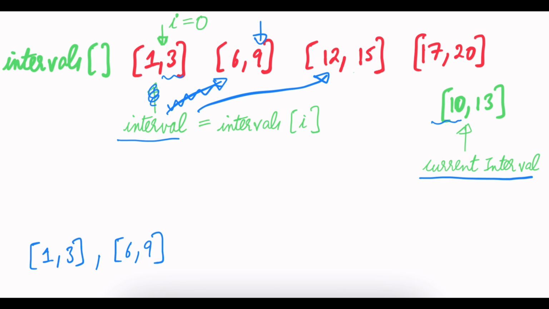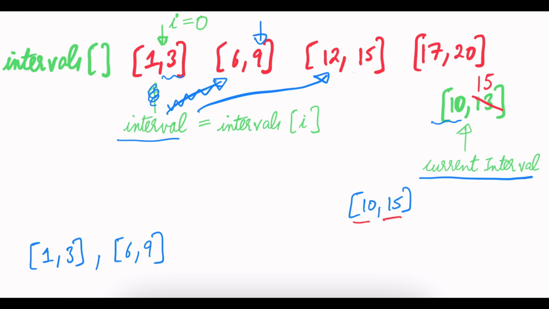Here, as you can see, 12, 15 overlaps with 10, 13. So newly resulting interval is going to be 10, 15. And we are simply going to update this current interval variable with these new start and end values. So we update this start value with the minimum of 10, 12, which is 10, and the max value of 13, 15, which is 15. So this 13 is going to be updated with value 15. When there is a merge, we simply update the value of current interval.